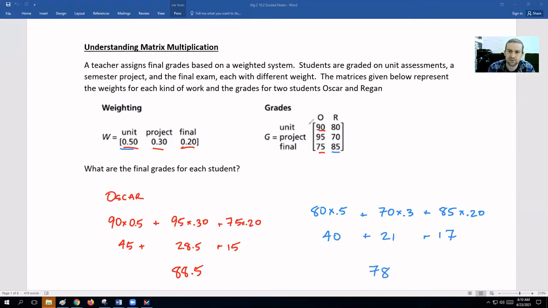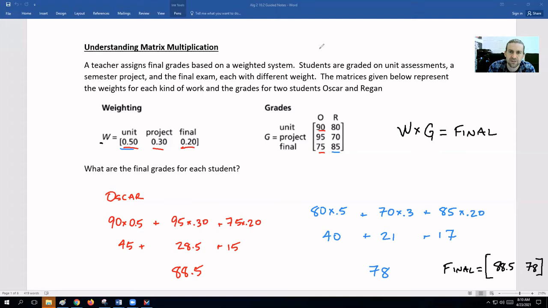So what we could do here is make a matrix of their final grades, right? We could say the final grade equals, well, Oscar's grade would just be 88.5, and then Reagan's grade is 78. So what we did, mathematically speaking, is we took this weight matrix and we times it by the grades, and that's how we got the final.